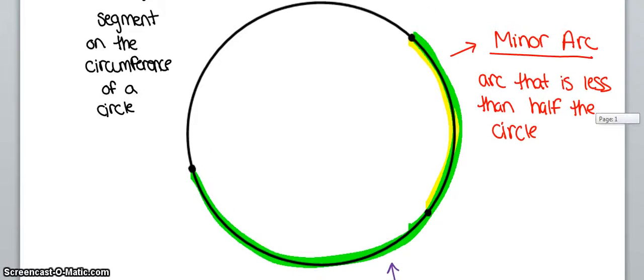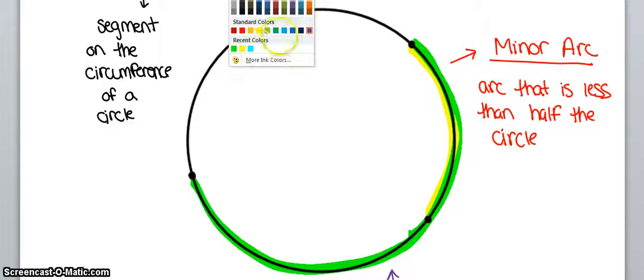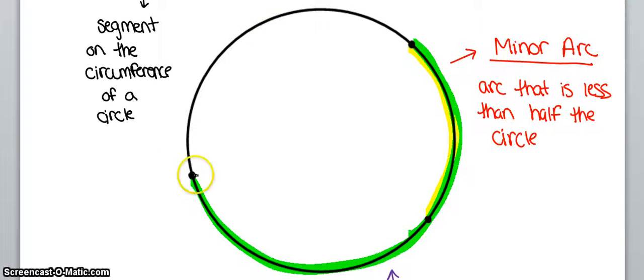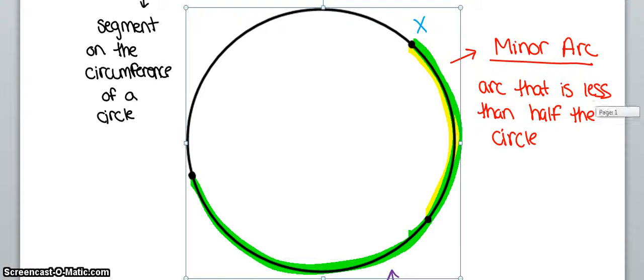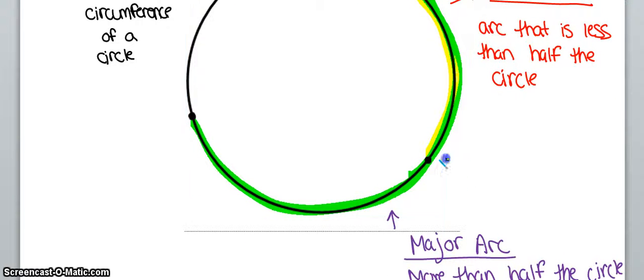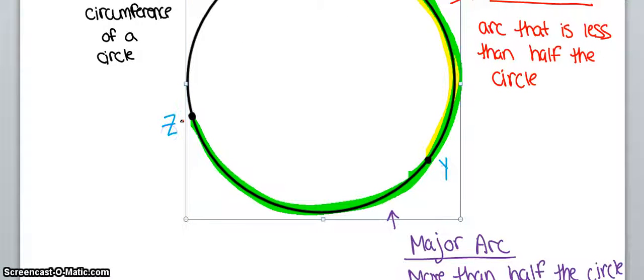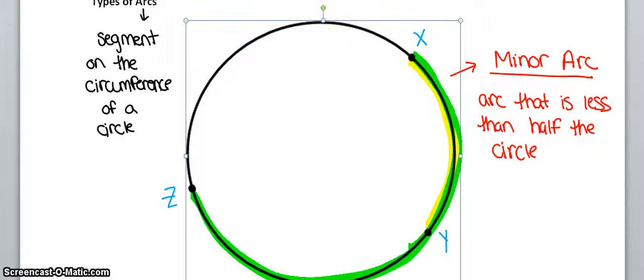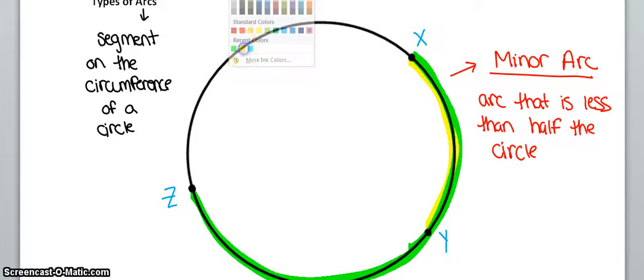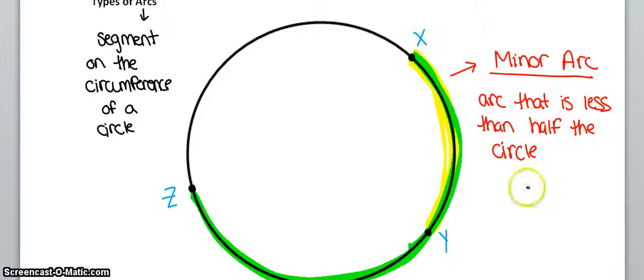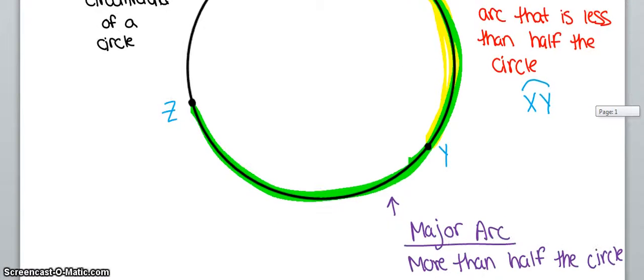Okay, and we need to know some notation for major arcs and minor arcs so we can talk about them. So let's say I label each vertex. We'll call this point X, we'll call this point Y, and we'll call this point Z. Okay, remember the minor arc is what I had in yellow from here to here. So it goes from X to Y. So the way we'd list a minor arc is we call it XY, kind of like a line segment, but we'd put an arc on it. Makes sense. It looks like what it is.